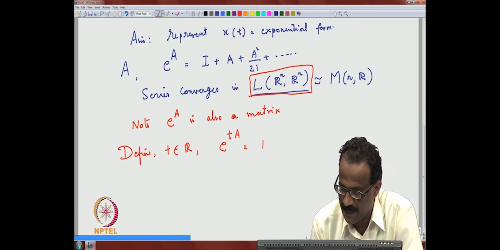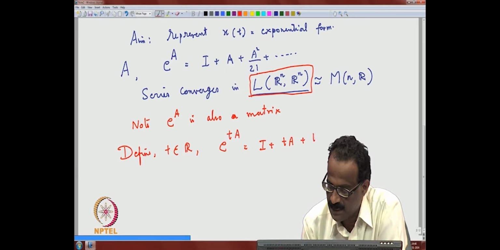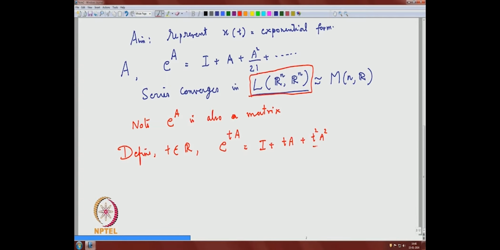That is nothing but identity, again a matrix, plus t a plus t square a square by 2 factorial and so on. It is again an infinite series, and this series converges uniformly. In this case it converges uniformly because there is a t parameter. So, again e power t a is a particular matrix here. Okay. So, here is an exercise. I want to start you with an exercise now which you can do easily.